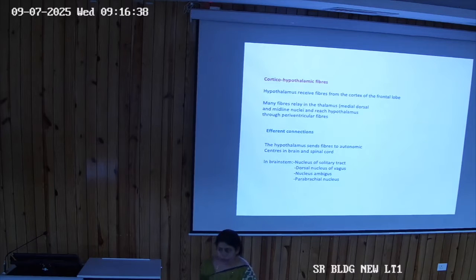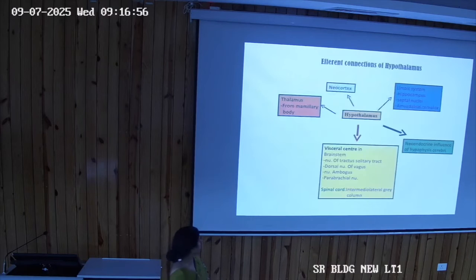Whatever information is coming to the hypothalamus, it is getting processed. The various nucleus are responsible for their actions, and accordingly the actions will be taken. So these actions are taken with the help of the brainstem and the spinal cord. These are the efferent connections.